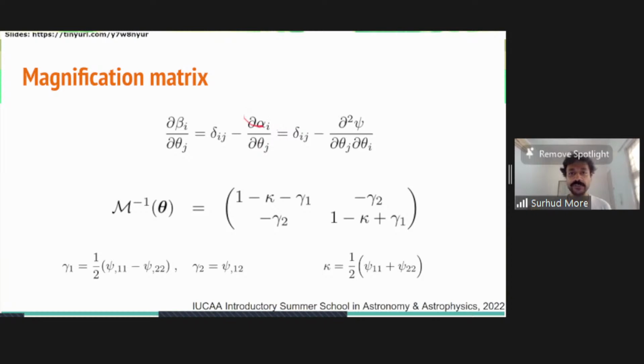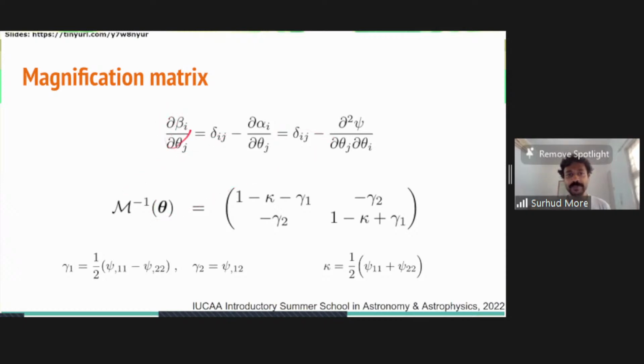So this quantity, you know that alpha i is just the gradient of psi, which means it is del by del theta i of psi, right? Of the potential, lensing potential psi. And so this term, you can just write down as del 2 psi by del theta i del theta j. So if you want to work out what this inverse magnification matrix is, then its components will be given by this particular term.